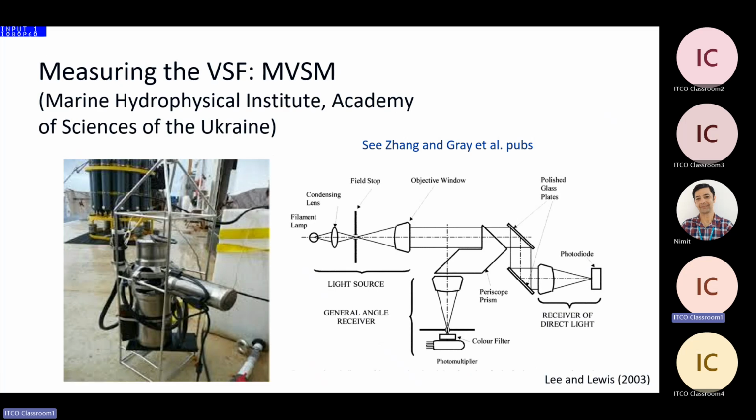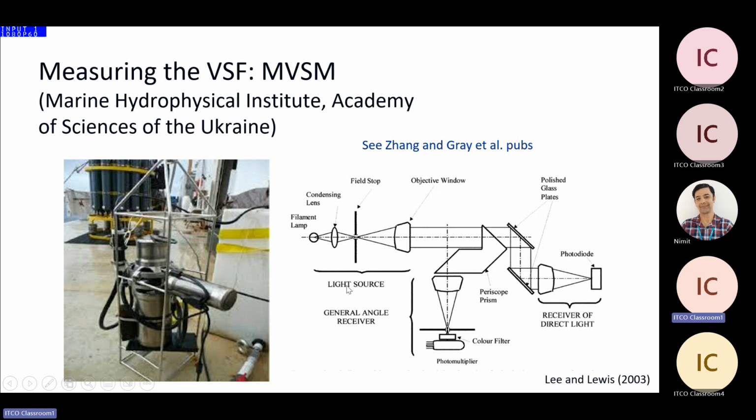This was also, I think, measured by Zhongping. The MVSM was developed in the Ukraine, and Derek Gray at NRL in DC has collected a lot of data with this, and there are a lot of Zhang and Gray et al. pubs that use this data.